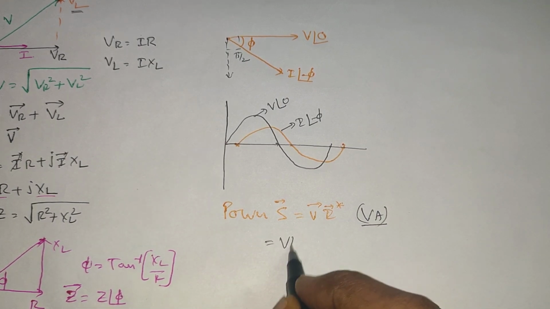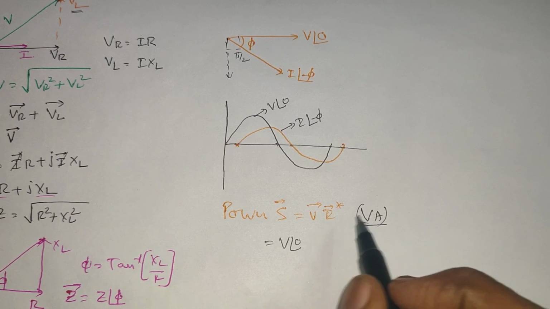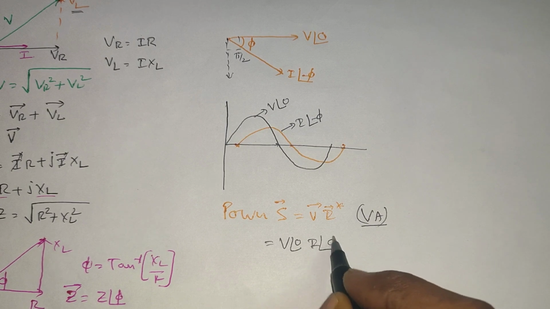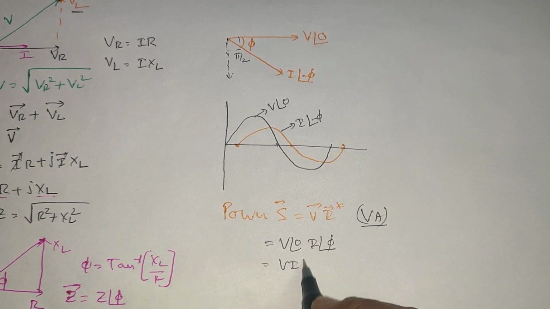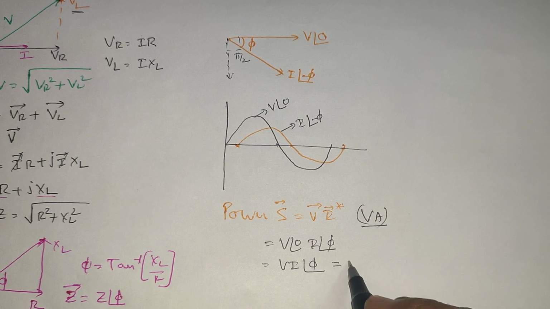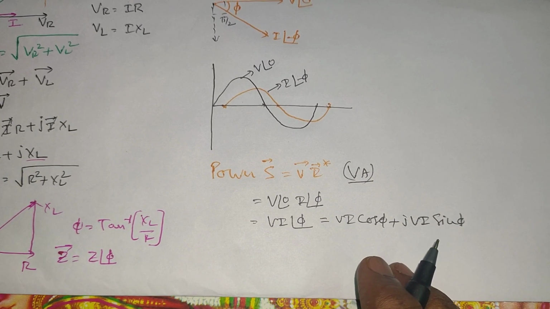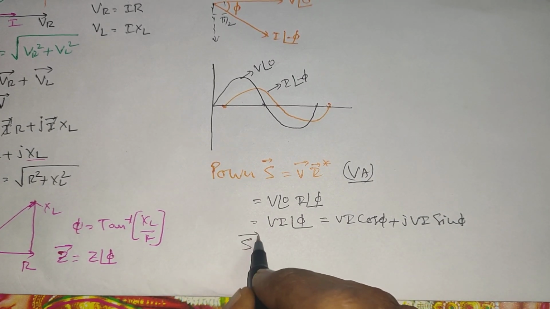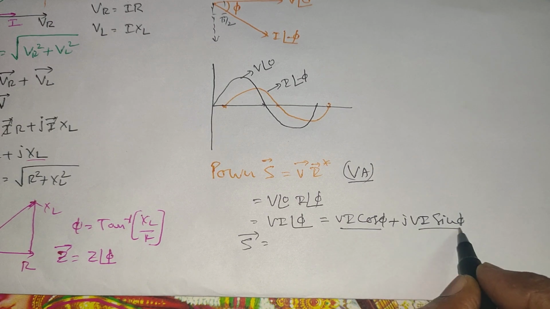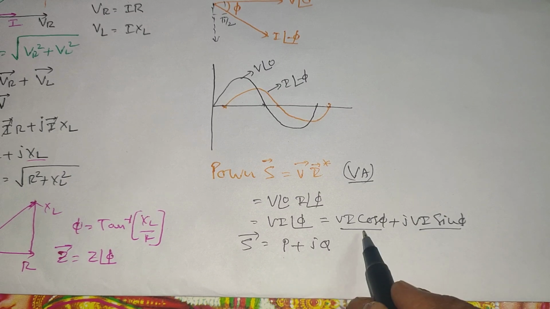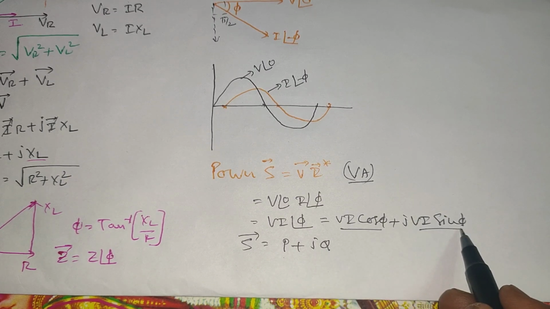And if we substitute V at an angle of 0, and I is equal to I at an angle of minus phi, then I conjugate becomes equal to I at an angle of plus phi, which can be written as VI at an angle of phi. And when we expand this, we have VI cos phi plus j VI sin phi. Here, S bar can be written as P plus jQ, where P is equal to VI cos phi and Q is equal to VI sin phi.